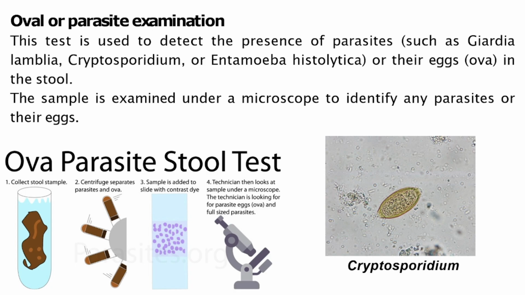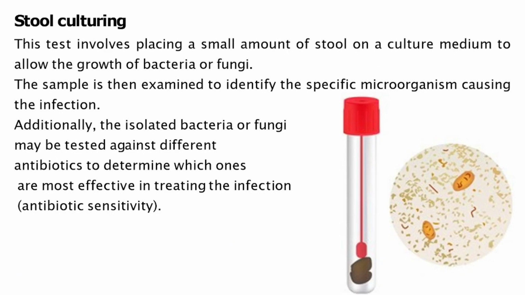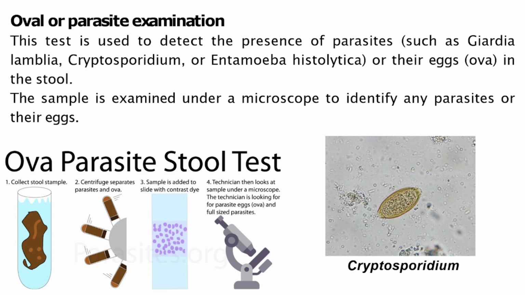If there is any kind of gastrointestinal infection, then we can perform stool culturing and antibiotic sensitivity testing. And if the healthcare providers order the ova and parasite examination in order to detect the parasite, then we use this test through which we can detect the different types of parasites. As you can see, there is Cryptosporidium, Entamoeba histolytica, Giardia, etc.